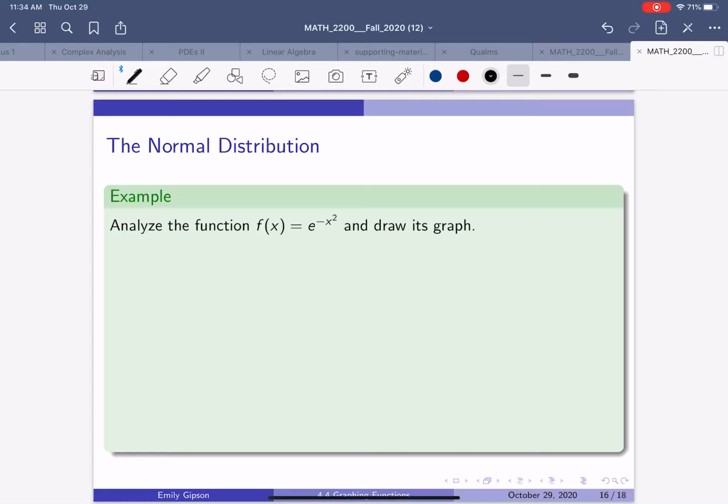So let's go through what's going on here. Let's talk about e to the negative x squared. And this function is the normal distribution function. If you've seen statistics, you'll know exactly what I'm talking about, and if you haven't, then that's okay. But this is the bell curve. So we know that it's going to look a little something like this.